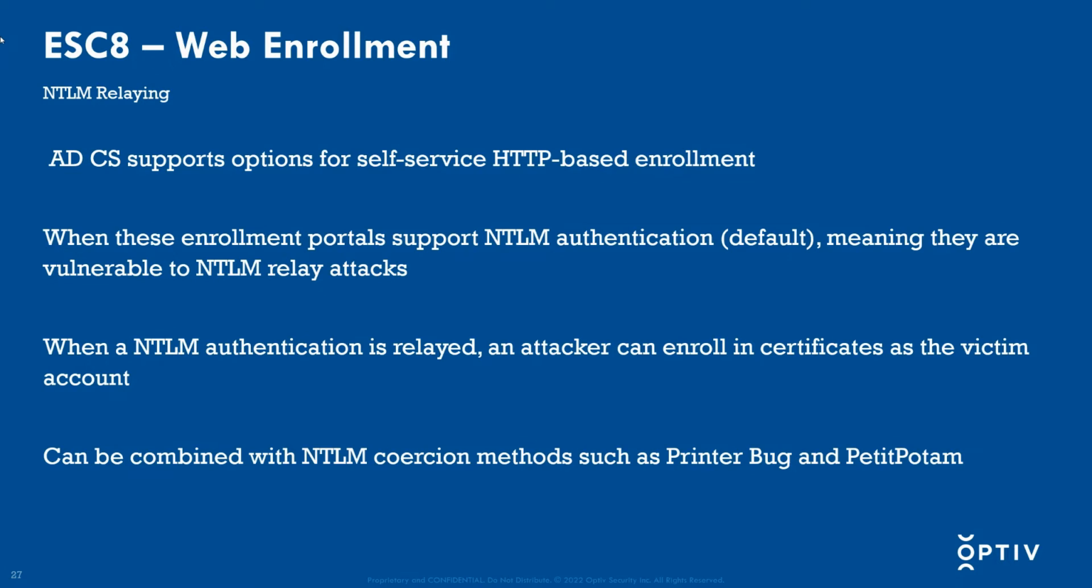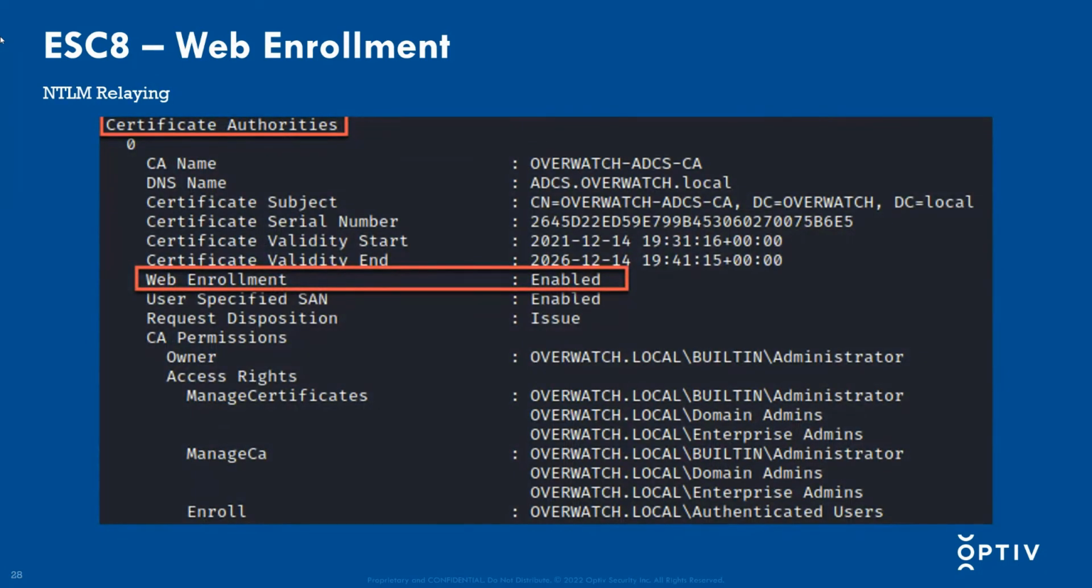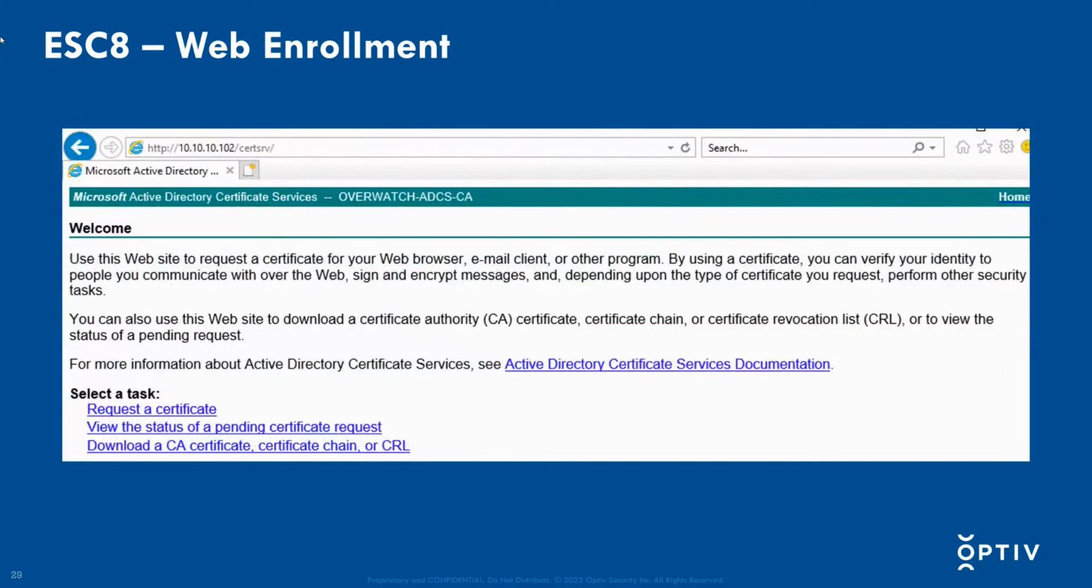This can be combined with coercion methods such as PrinterBug, or more recently, PetitPotam. So when we're looking at our certificate authority, where for ESC6 we were looking for user specified SAN, for ESC8 we're going to be looking for the web enrollment being enabled. And then just to show you what it looks like when you go to the server, this is the address of a CA, and on that certsrv address, you can do various tasks. This includes requesting a certificate, looking at the status of a pending certificate, or even downloading a certificate.